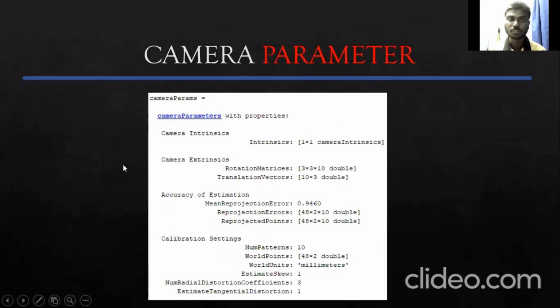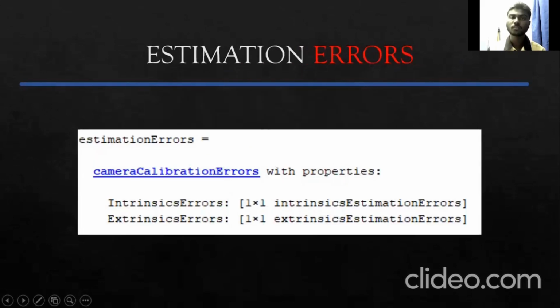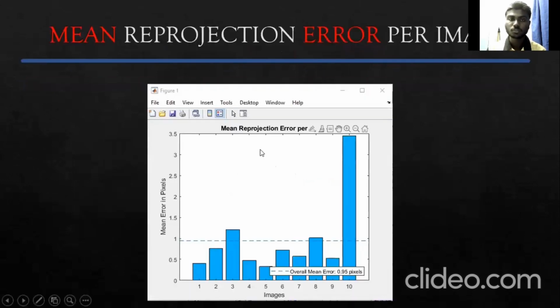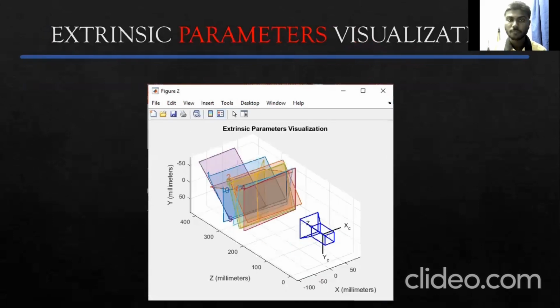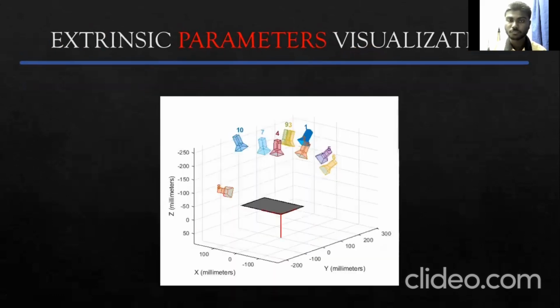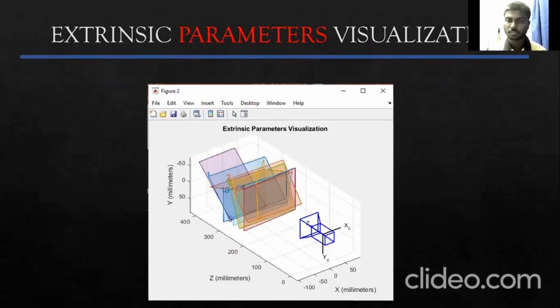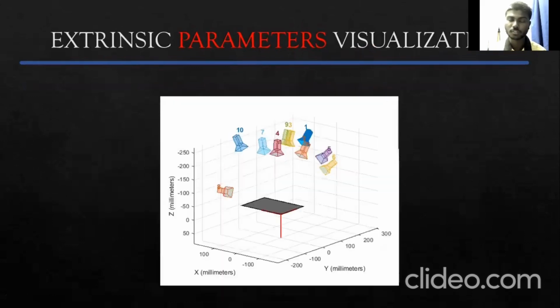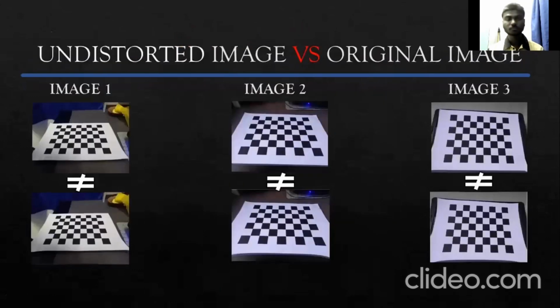This one is the camera parameters. The camera parameters show the camera intrinsics, camera extrinsics, accuracy of estimation, and calibration settings. This one is the estimation errors. This one is the mean reprojection errors per image. As I stated, image number 10 has more errors. This is the extrinsic parameters visualization. As I said, in this one the camera is in static mode, and in this one the checkerboard is in static mode.